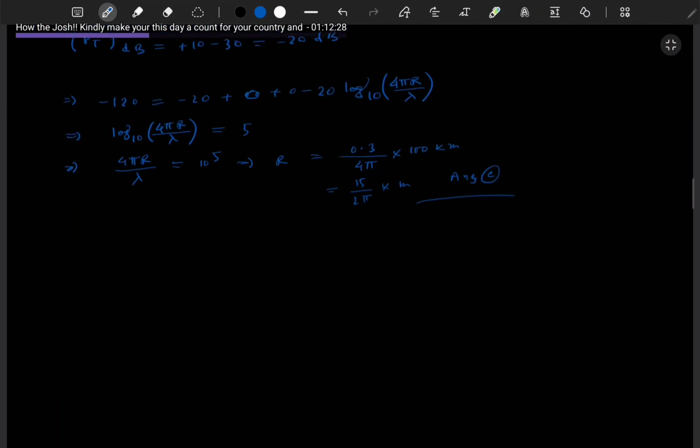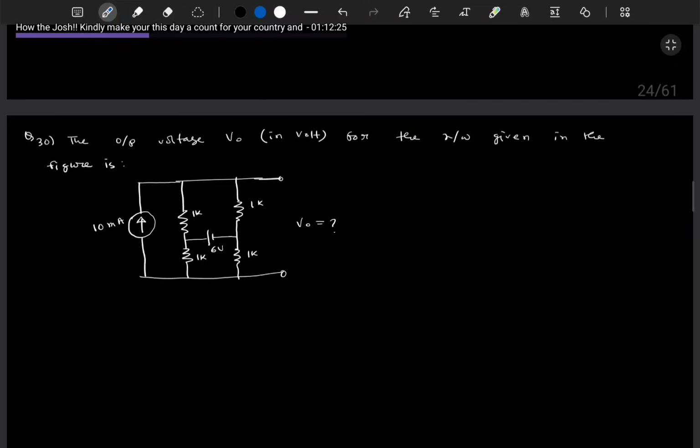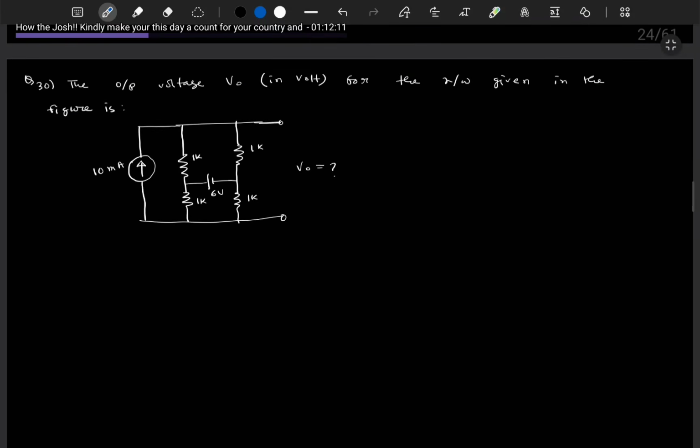Okay, let's move on. Only 1 hour approximately left, to speed up. Output voltage VO for the network. Okay. So only the voltage source first we are considering.